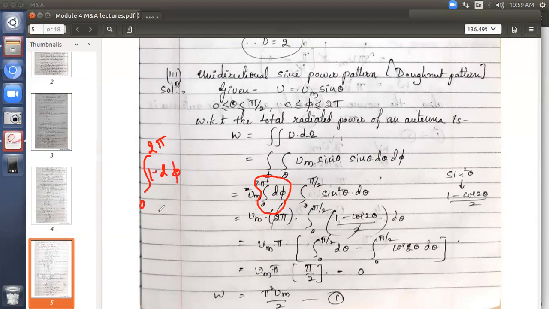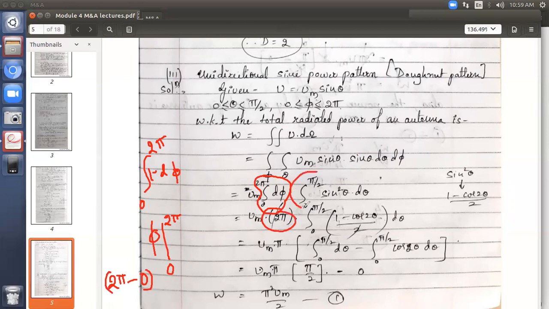What is the integration of a constant? It is x. So here the variable is phi, so for d phi it is phi. Limits are 0 to 2 pi. If you substitute the upper limit first, you will get 2 pi minus 0. So you will get 2 pi. I have done that directly. I have put the value.